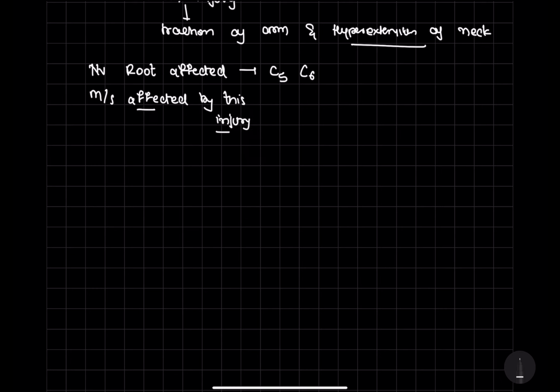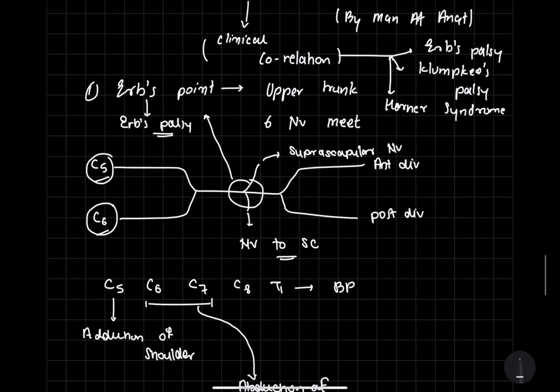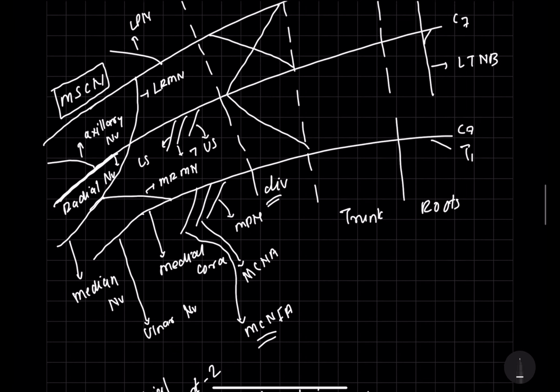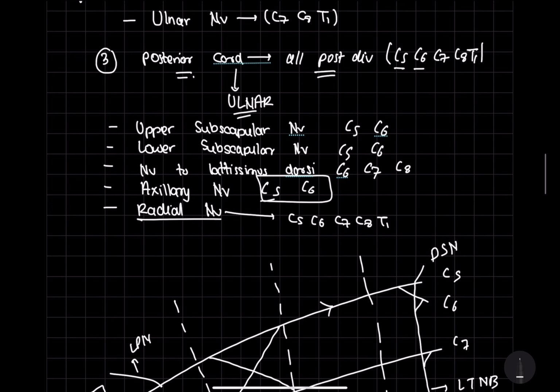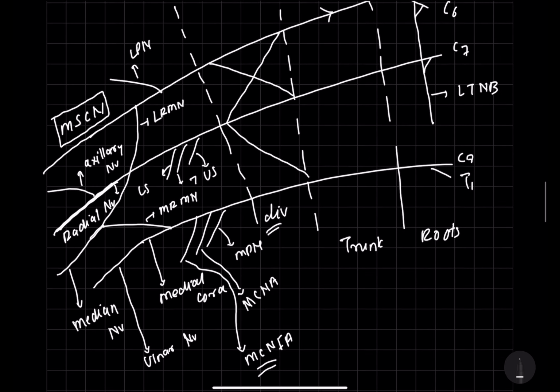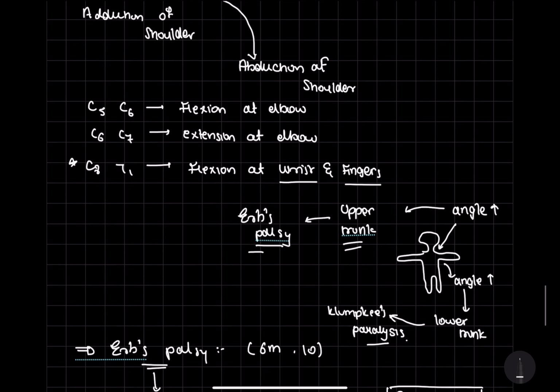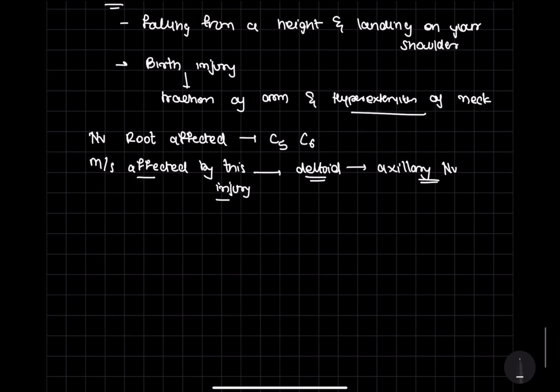What muscles are going to be affected by this injury? The first muscle that is going to be affected is your deltoid. What is the nerve supply of your deltoid? It is your axillary nerve. Where is the axillary nerve coming from? It is coming from your posterior cord. What are its root values? You can see here, C5, C6. So C5, C6 were gone, because of which the axillary nerve is gone, and because of which the deltoid is paralyzed.